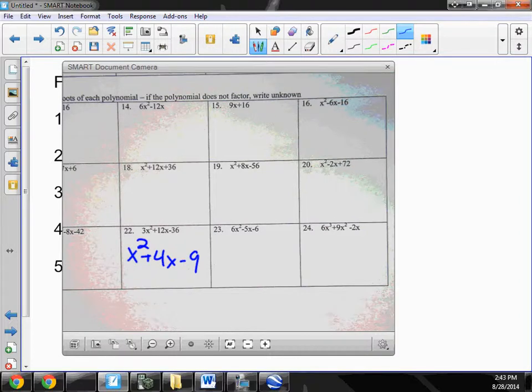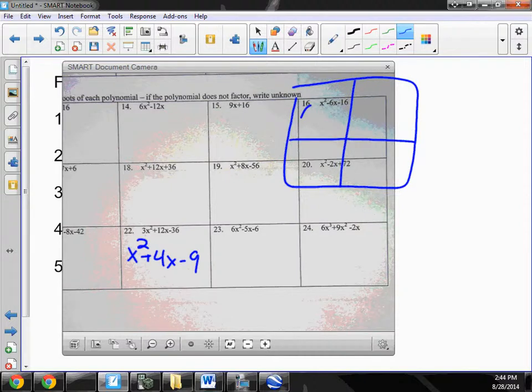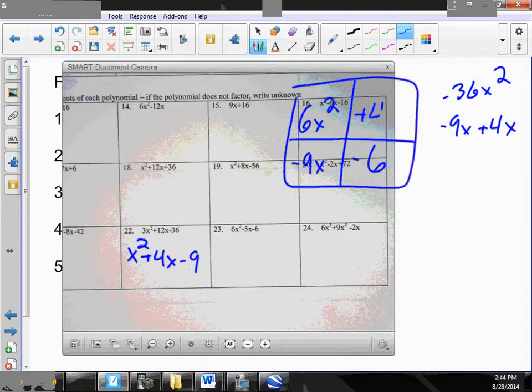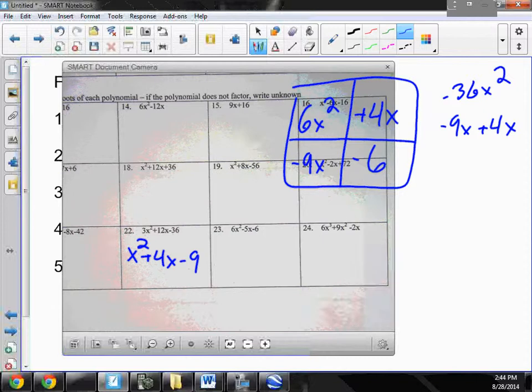Can I pull out a 6? No. So you need to use the box. 6x squared and negative 6. So 6 times negative 6 is negative 36x squared. Are there factors of negative 36 that add to be negative 5? Negative 9x plus 4x. So I'll put a 9x here and a 4x there. What does the top row have in common? 2x, depending on where you put these.